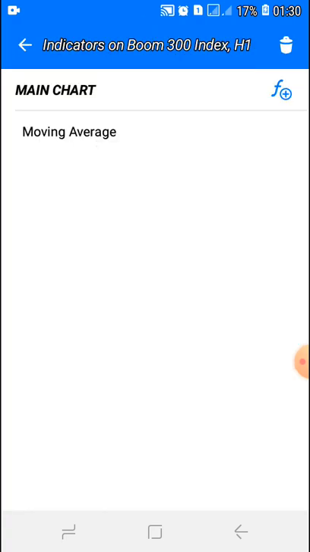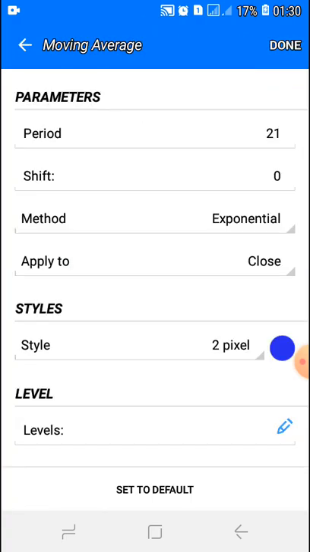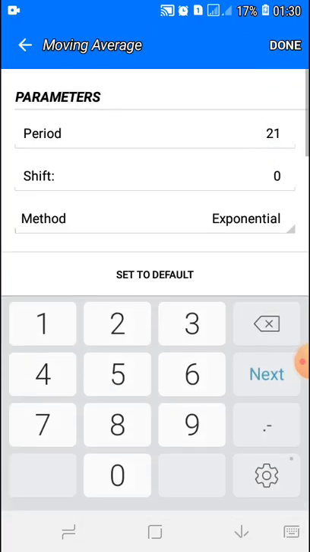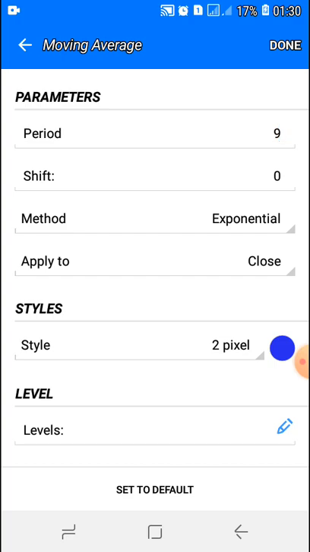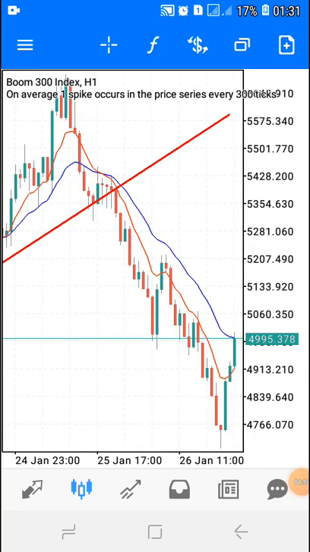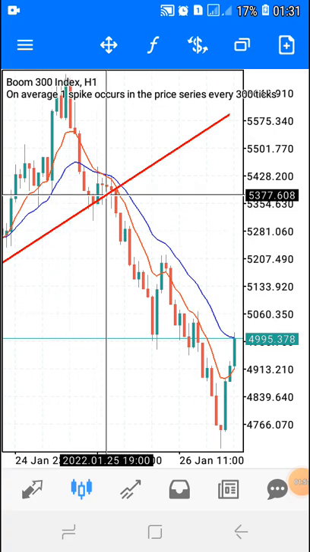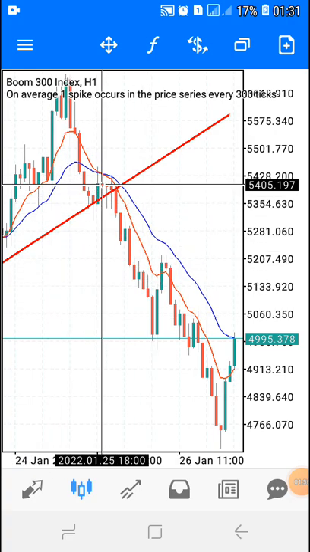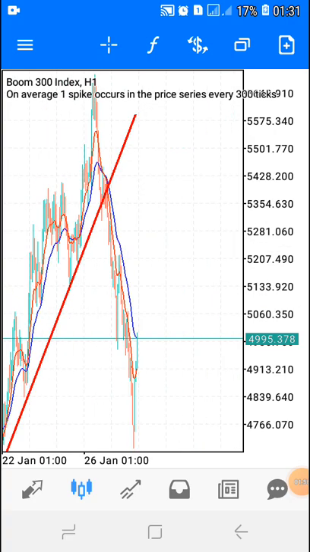The next indicator we're going to need for the strategy is another moving average. Make sure that your parameters are like this: the period should be 9, shift zero, method exponential, apply to close, style 2 pixel red. So this is how it's going to look. We can add this double crossover over here, which shows us that the market is moving in a downtrend, plus the trend line was extra confirmation.